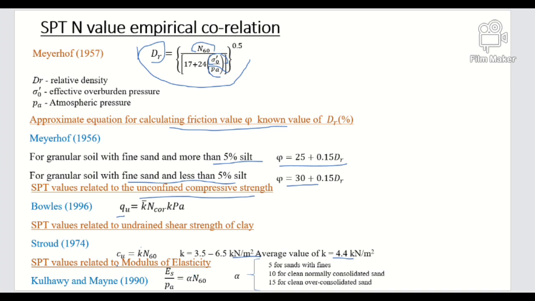And also we can determine the modulus of elasticity, which was proposed by Kulhawy and Mayne in 1990. Here we can use this empirical formula, where alpha varies as per consolidation and sand condition, that is, soil condition.